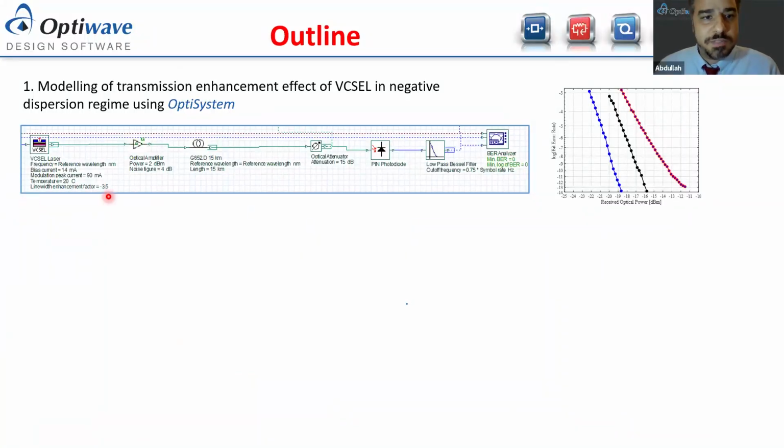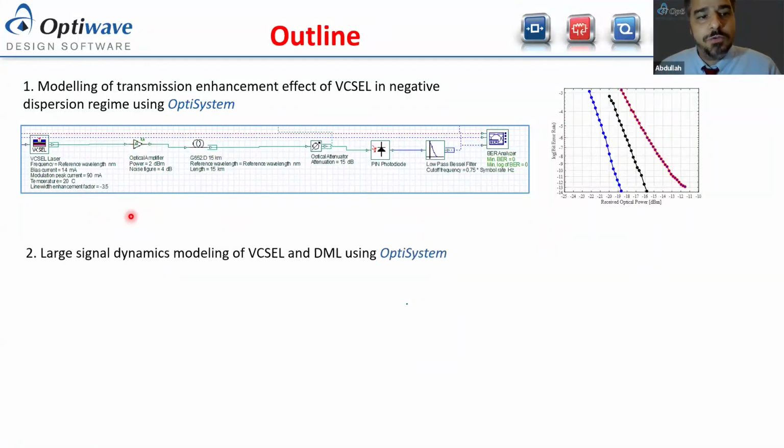So we're going to be focusing on a specific publication in which Dr. Chen and his colleagues have demonstrated this effect for the 25 gigabit per second VCSEL. We'll show how to set it up in OptiSystem and go over some of the key parameters needed to verify this result. Furthermore, I'll also look at large signal dynamic modeling of VCSELs and DML in OptiSystem.